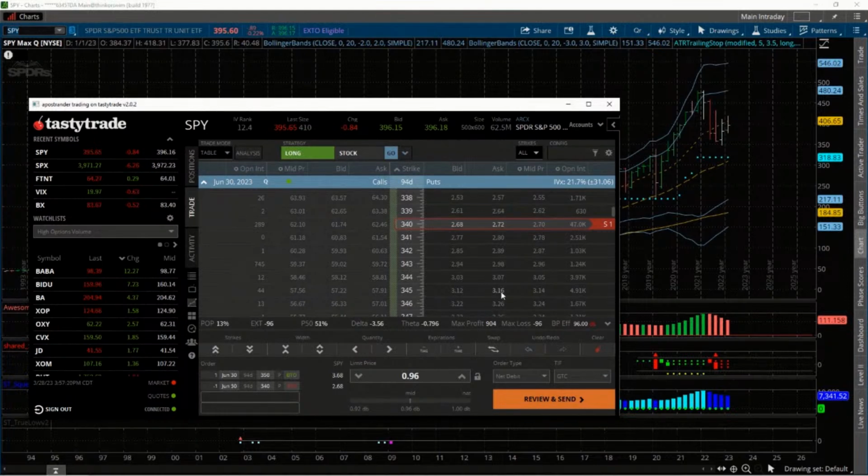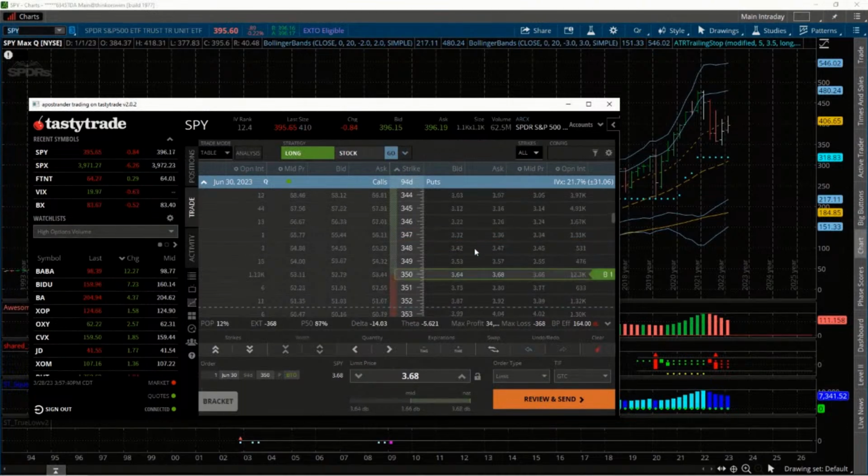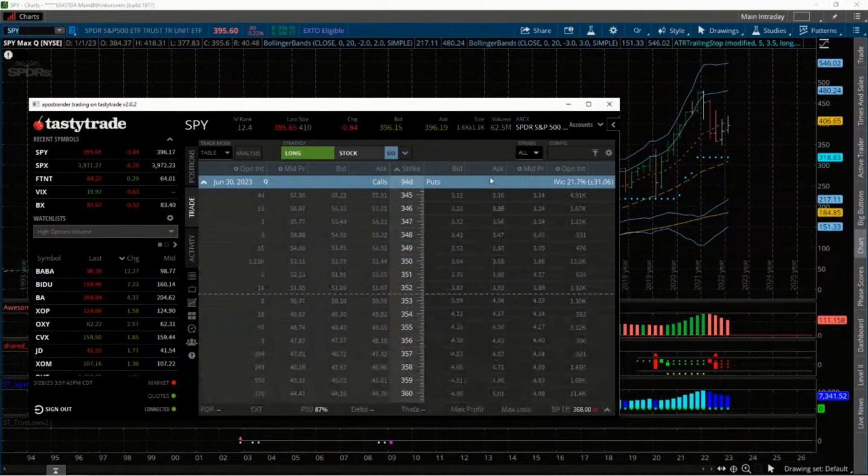Not a bad risk versus reward. You could even make it wider, right? Let's make it a 20-point spread. There, it's a $1.64 cost basis. If we go completely in the money down to that 320, 315 range, it's going to allow for a max profit of 1836. So once again, different ways that you could look to trade this.